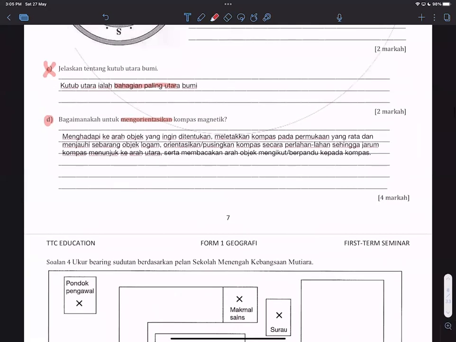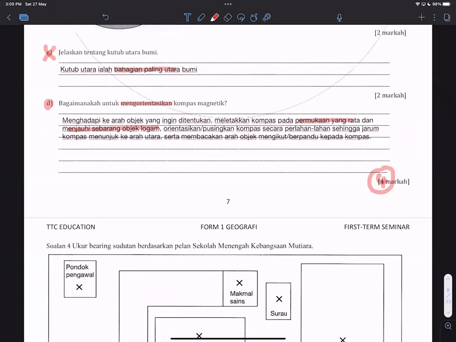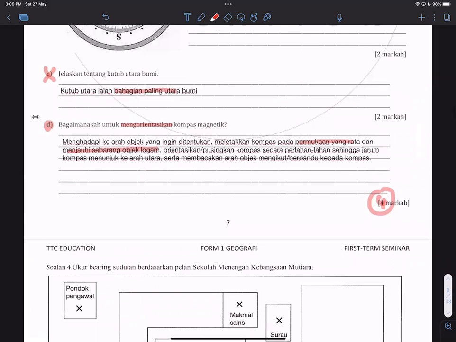So why do I keep referring to whether this is 4 or 5 marks? Because meletakkan kompas pada permukaan rata and menjauhi objek logam are supposed to be the 2nd and 3rd marks. We combine them just to hit 4 marks only. Usually there are 5 steps. Okay, so please copy.